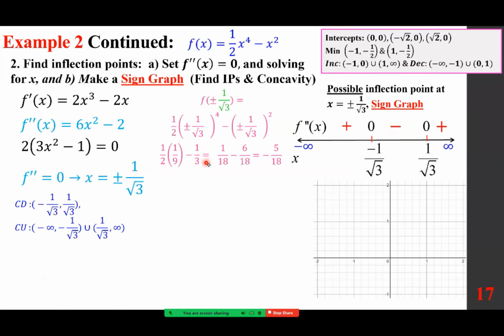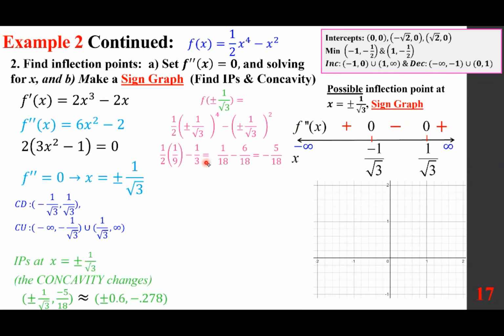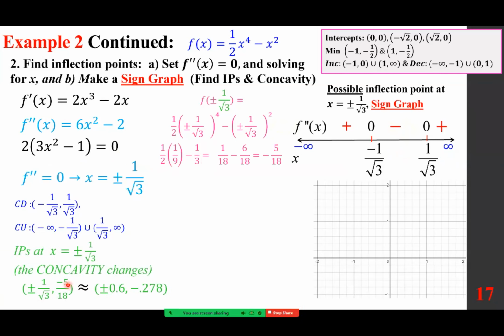And so we have the IPs, we have two of them at plus minus 1 over square root of 3 and minus 5 over 18. And I'm changing them to decimal notation, therefore I can show the result on the graph. That's the reason. And when you write plus minus 1 over square root of 3 and minus 5 over 18, that represents two different pairs, everybody. Two different pairs on rectangular coordinate system.